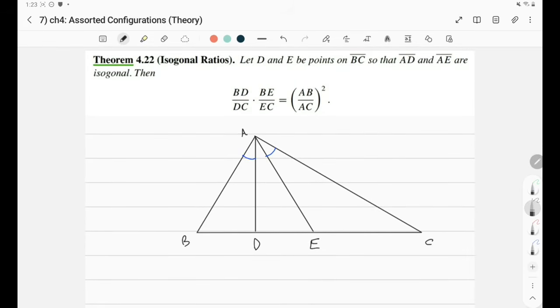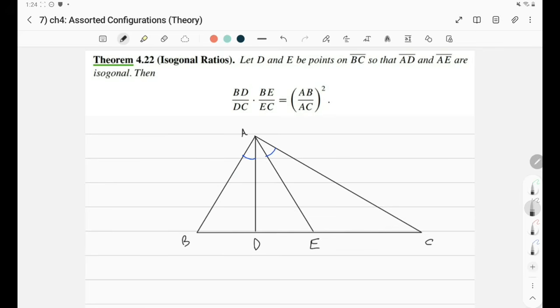This is very nice because it lets you go from angles into ratios here. So what's the idea? The idea is we take one line AD and we take the line isogonal to it. Let's say it meets the side at E. Then we actually have this nice thing: BD over DC times BE over EC is equal to AB over AC all squared. So let's try to prove this.